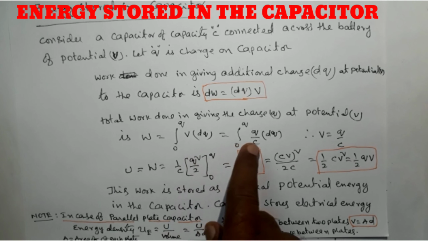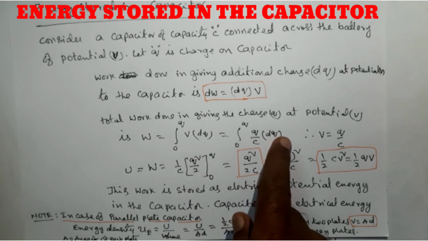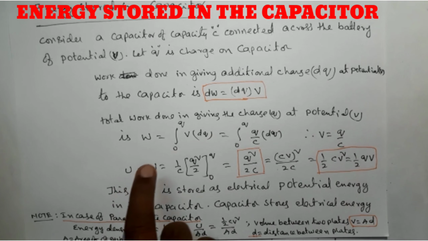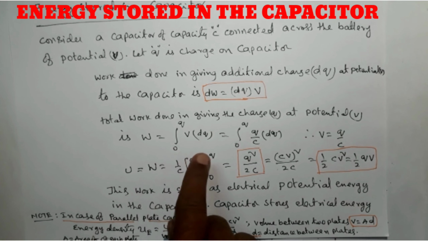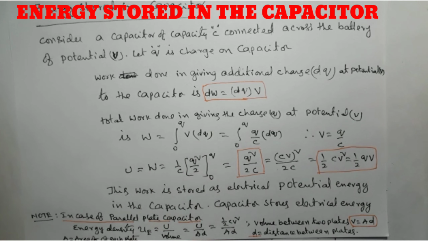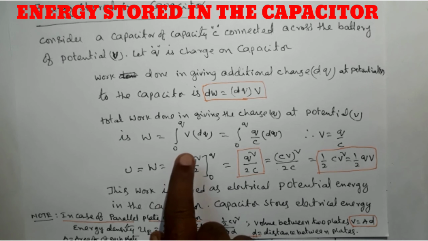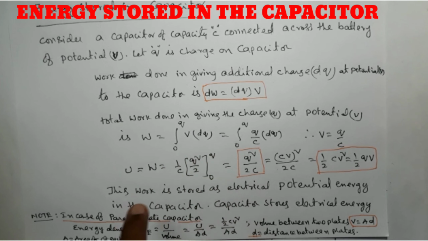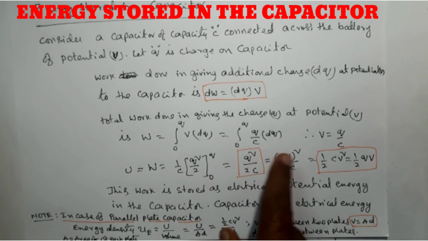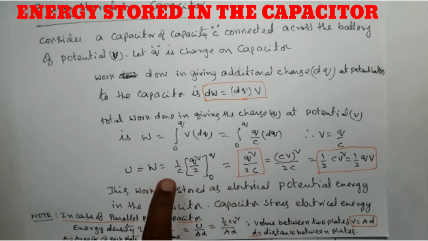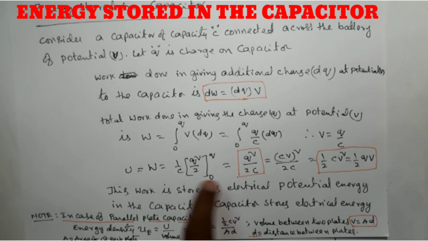Total work done in giving the charge Q at a potential V is W equals the integral of V dq. Why is integration taken? Potential is in terms of charge Q, where V equals Q by C. We have to find the total work done in giving the total charge Q starting from 0. By integrating it, W equals Q square by 2C will come.